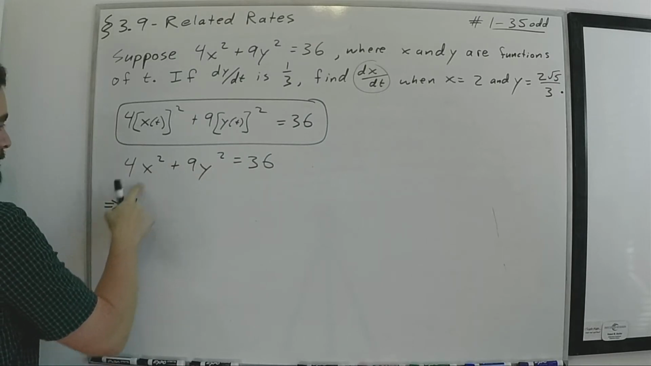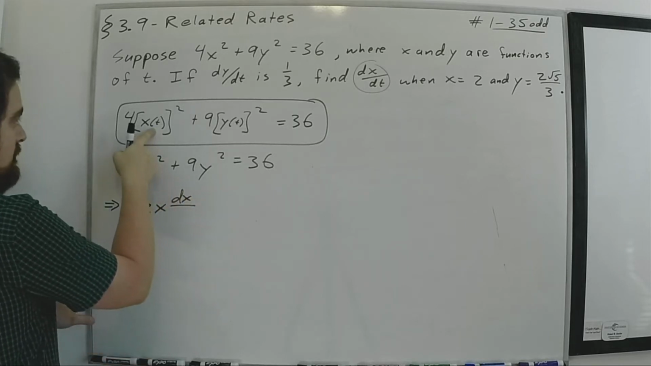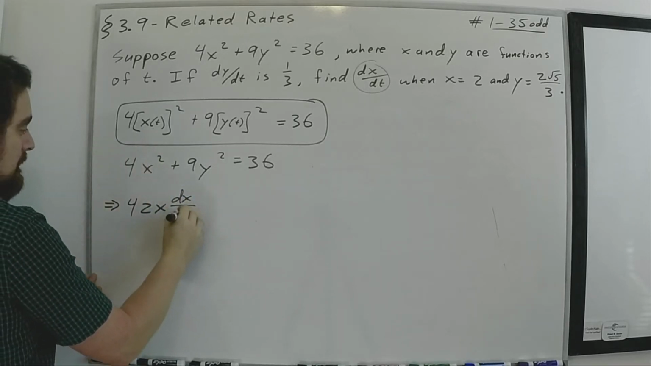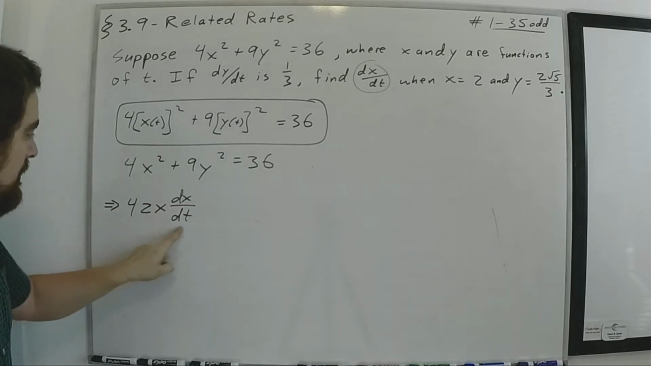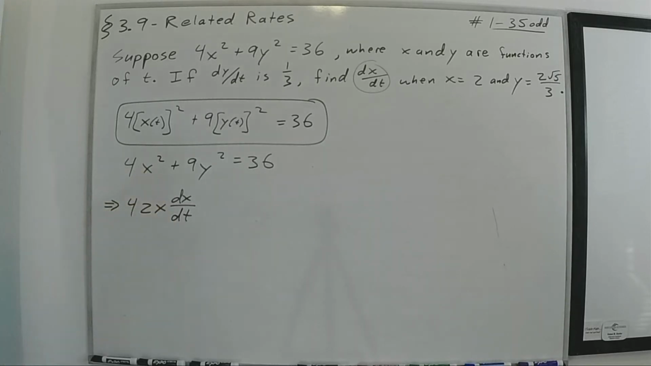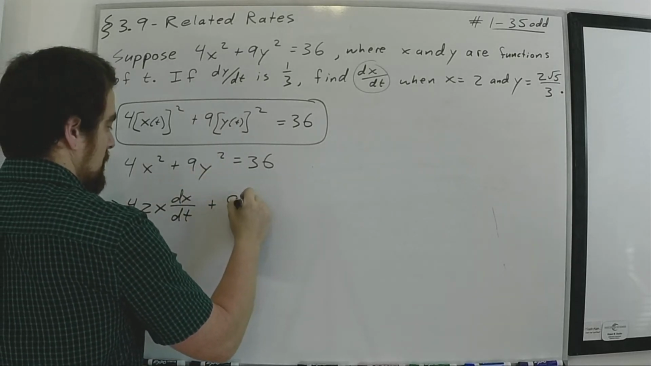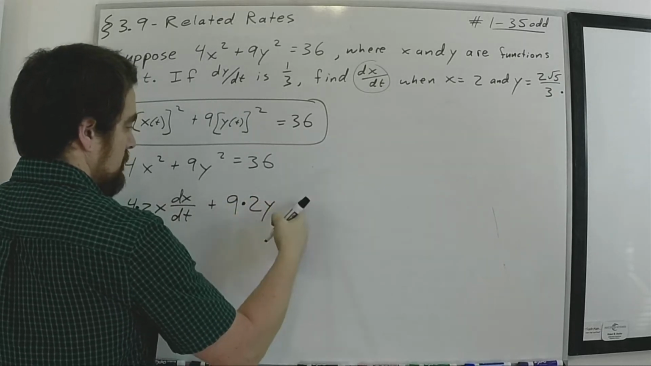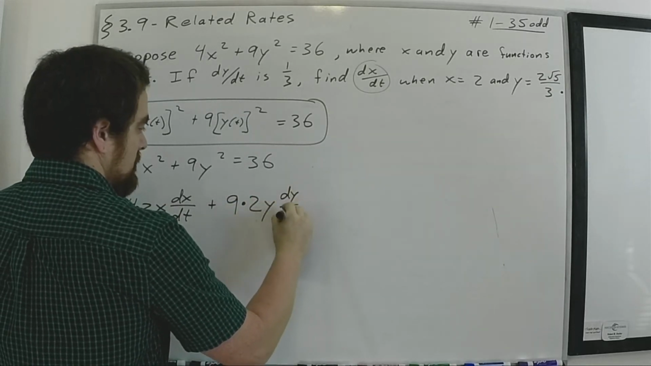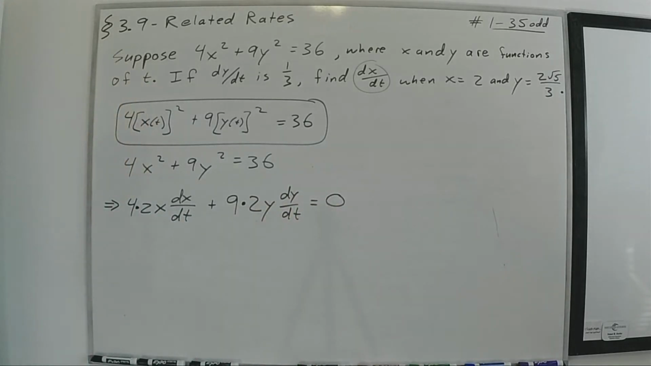4 is a multiple. I differentiate x squared. I get 2x. But then because x is a function of the variable t, implicit differentiation says I just used chain rule, right? The 2 came down. I reduced the power by 1. Now I have to multiply by the derivative of the inner function, which is x of t. Plus 9. I differentiate this. I get 2y, but then I have to multiply by dy/dt, thanks to chain rule. Derivative on the right is 0, because it's just a constant.